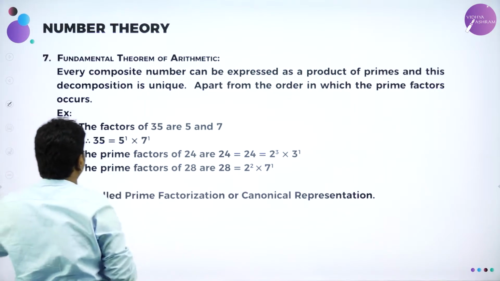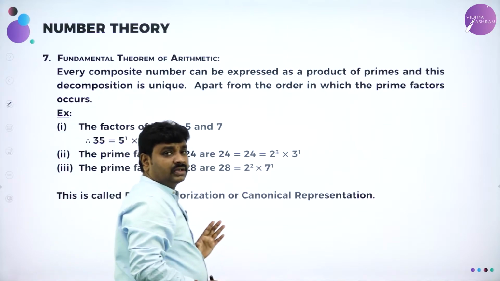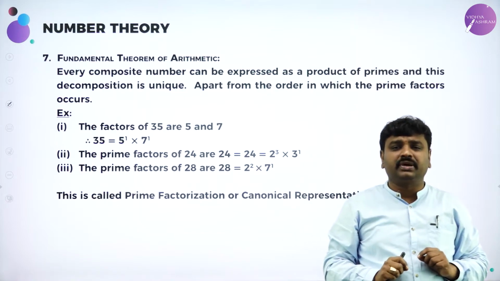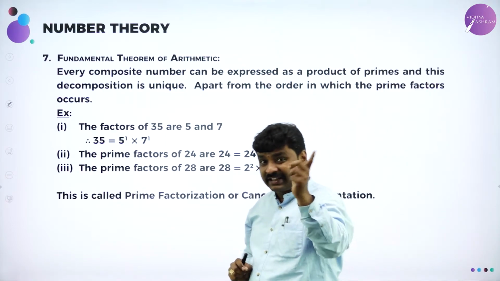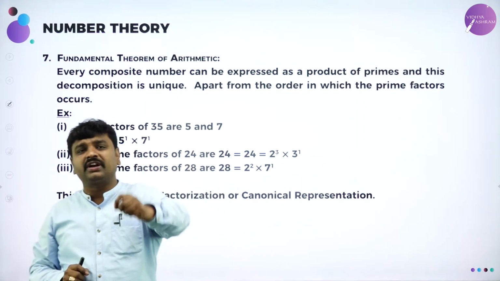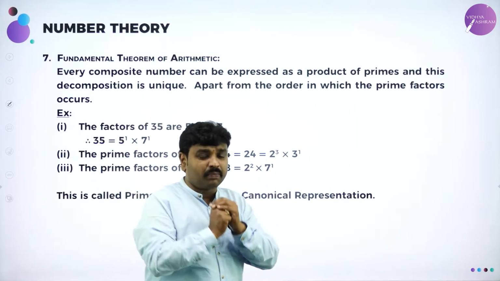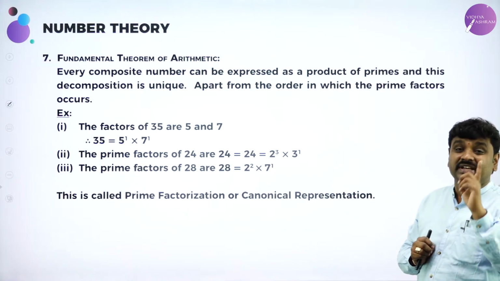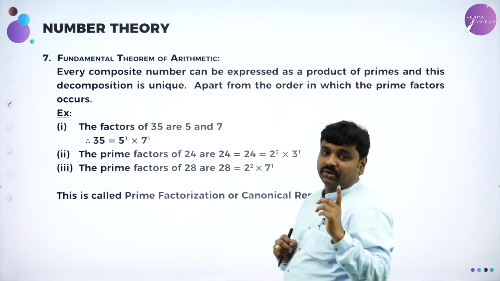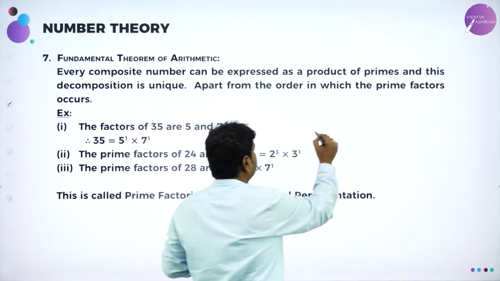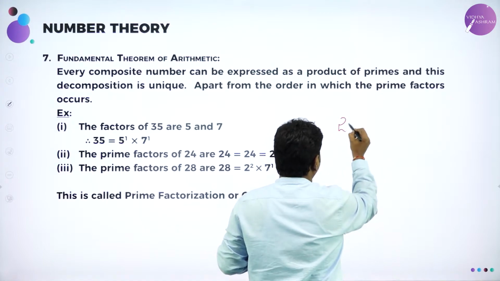What is the fundamental theorem of arithmetic? Simple. If I give you any composite number, what is meant by a composite number? A number which has a factor other than 1 and itself. If a number is not a prime number, we call it a composite number. When I give you any composite number, you can express it as a product of prime numbers. For example, I will take a simple number, say 20.